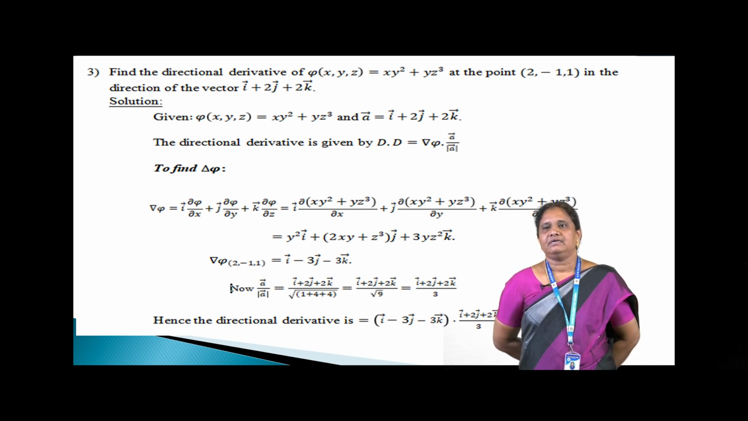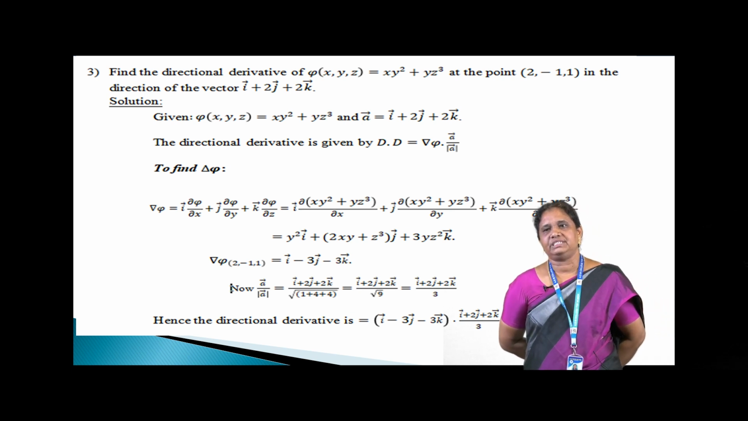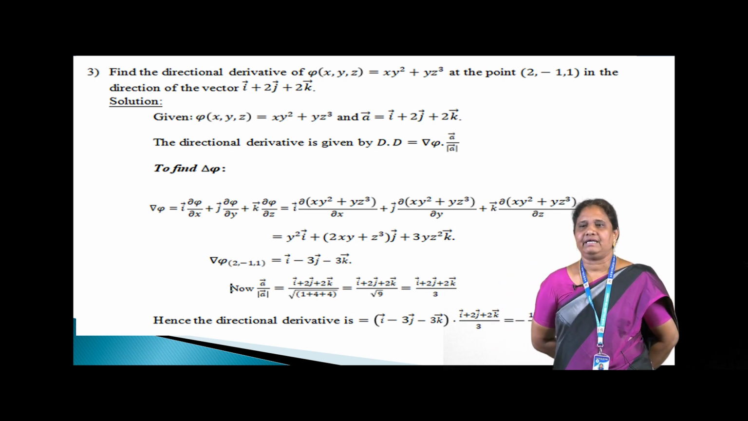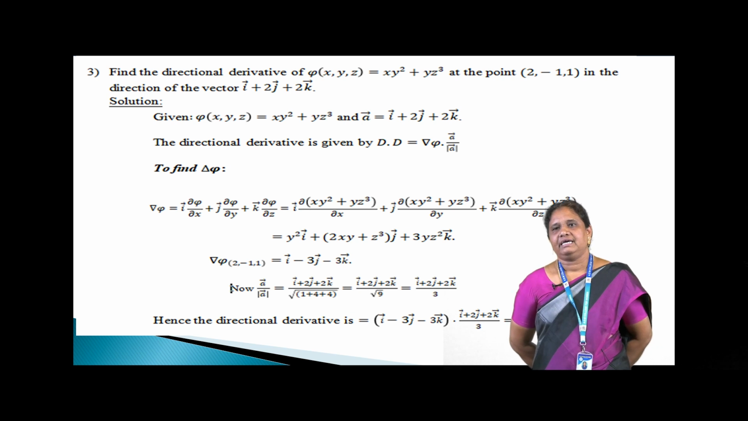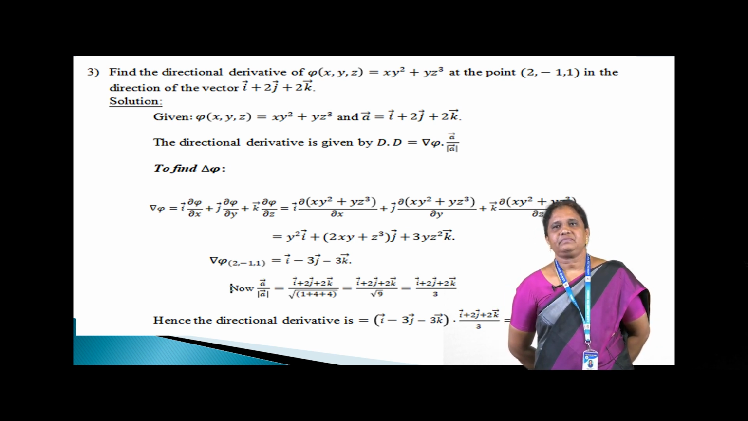So, in the numerator we have two vectors. So, in the dot product, i dot i becomes 1, j dot j becomes 1 and k dot k becomes 1, and multiplying and adding all the numerators we get minus 11 and the denominator is 3. Hence, the directional derivative is minus 11 by 3.